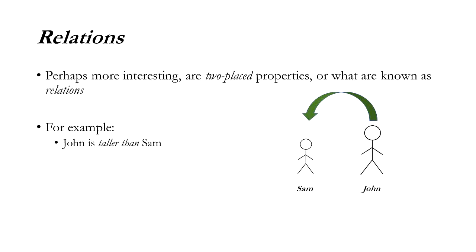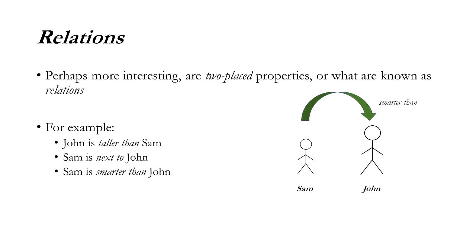Here's how I will represent it as well, with this sort of arrow notation. This is going to be taller than. And note this asymmetry. It's directed, right? John is, follow the arrow, taller than Sam. Sam is, on the other hand, next to John. Also, Sam is smarter than John, and John is heavier than Sam.